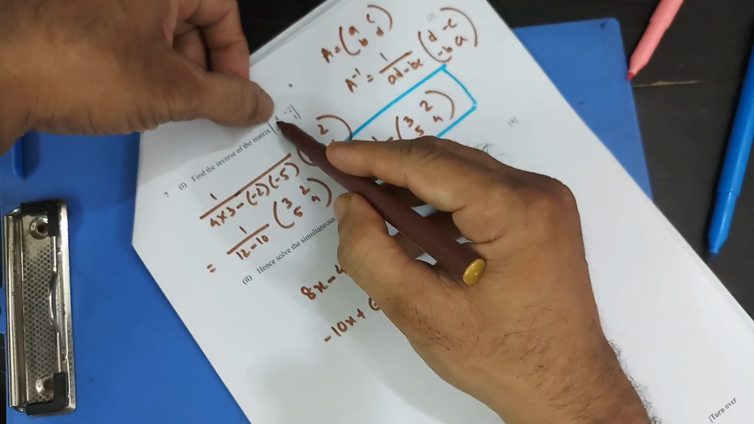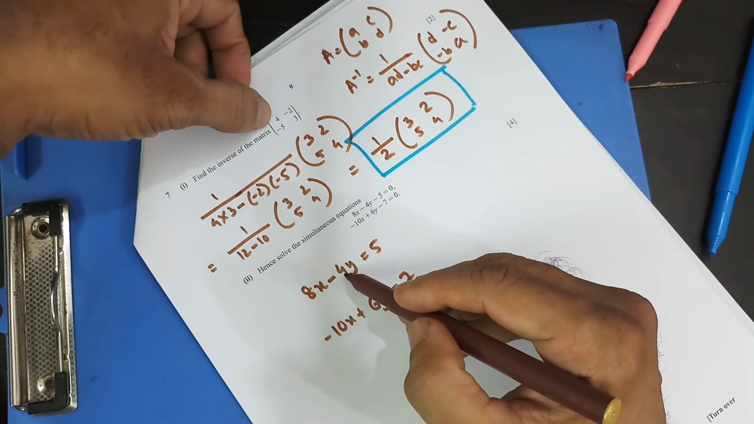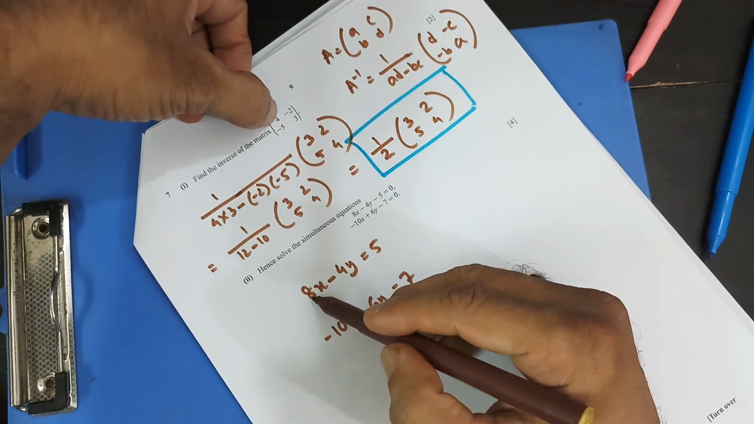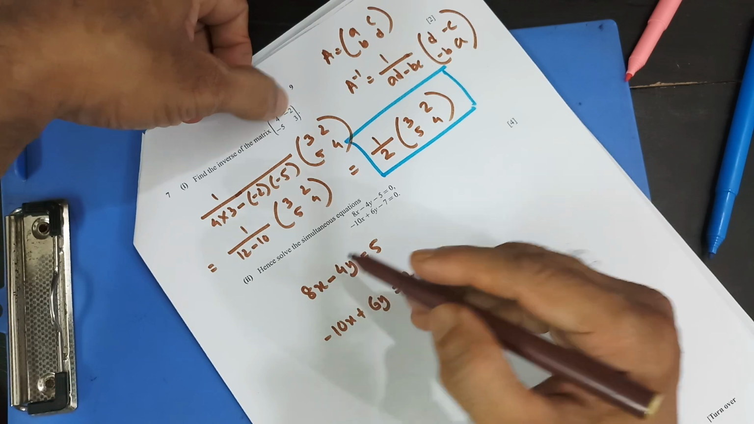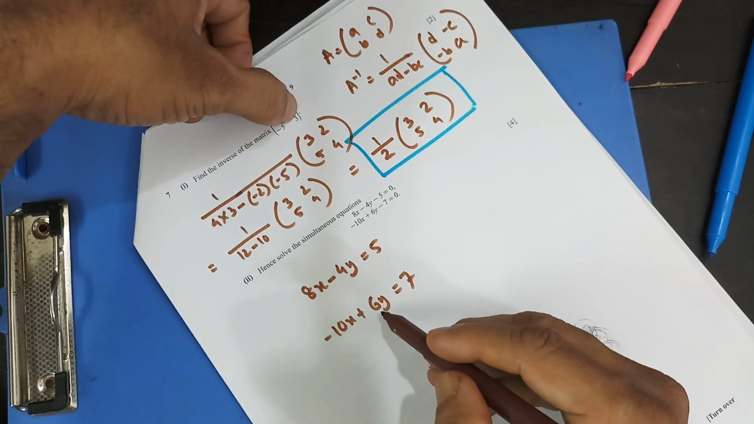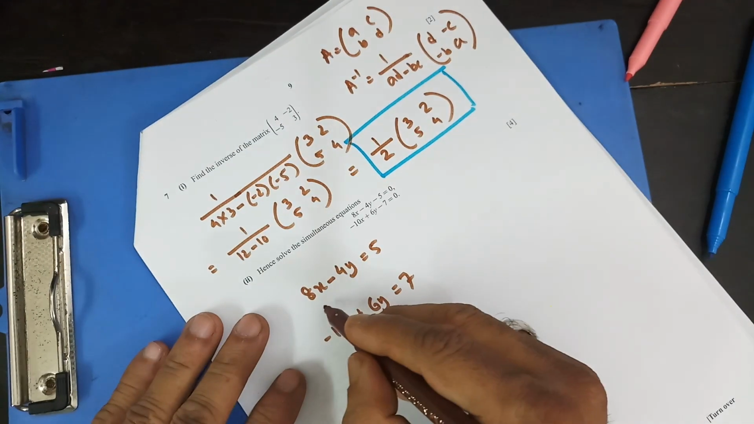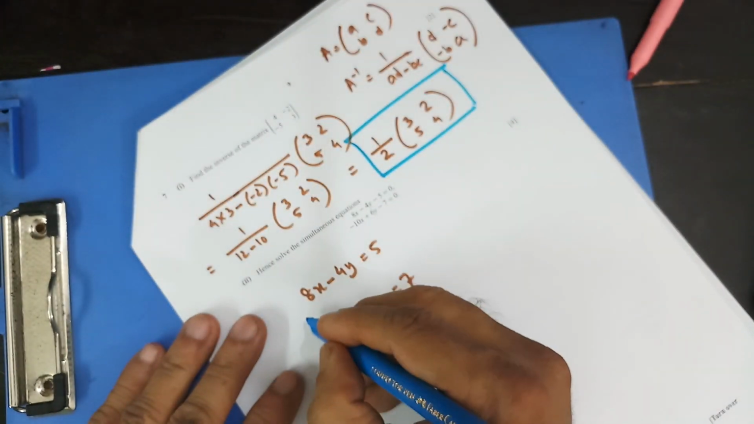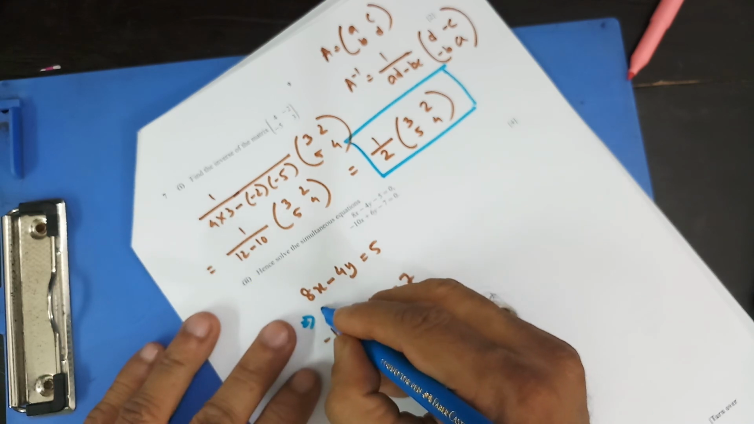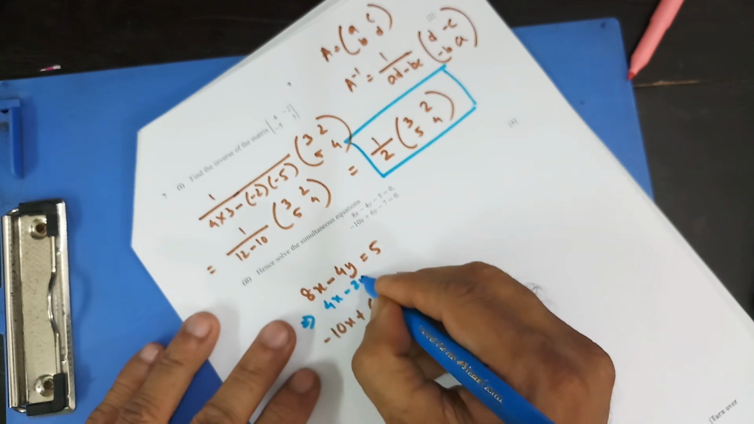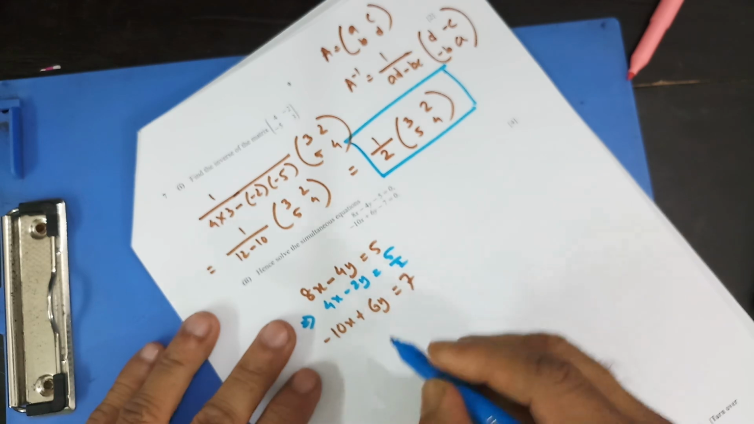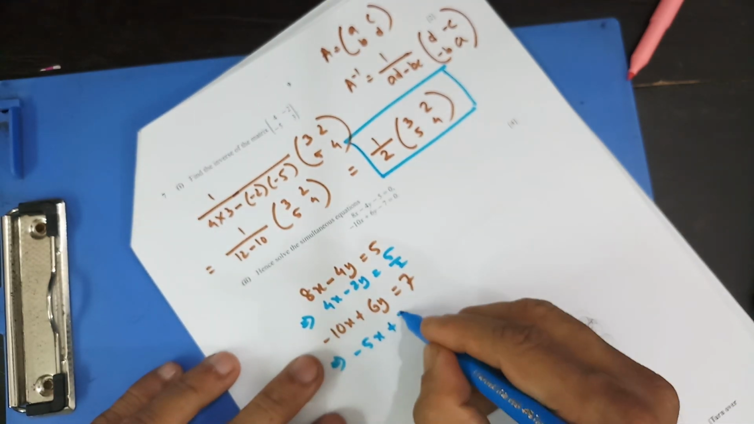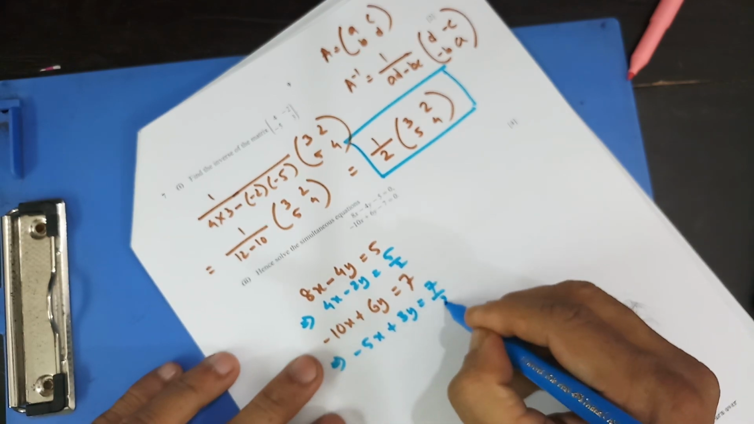So it does look like this number 8 and 4 are multiple of this by 2. If I multiply 4 by 2, I get 8, 2 by 2, then 4, 5 by 2, 10, 3 by 2, then 6. So what I need to do, I need to divide this by 2 to make it equal. So if I divide this by 2, it's going to be 4x minus 2y equal to 5 by 2. Same thing over here, minus 5x plus 3y equal to 7 by 2.